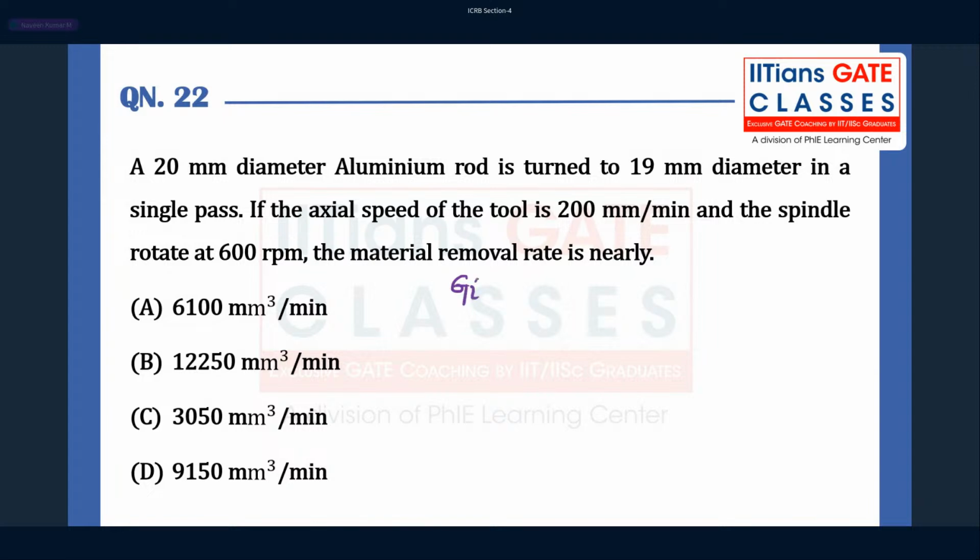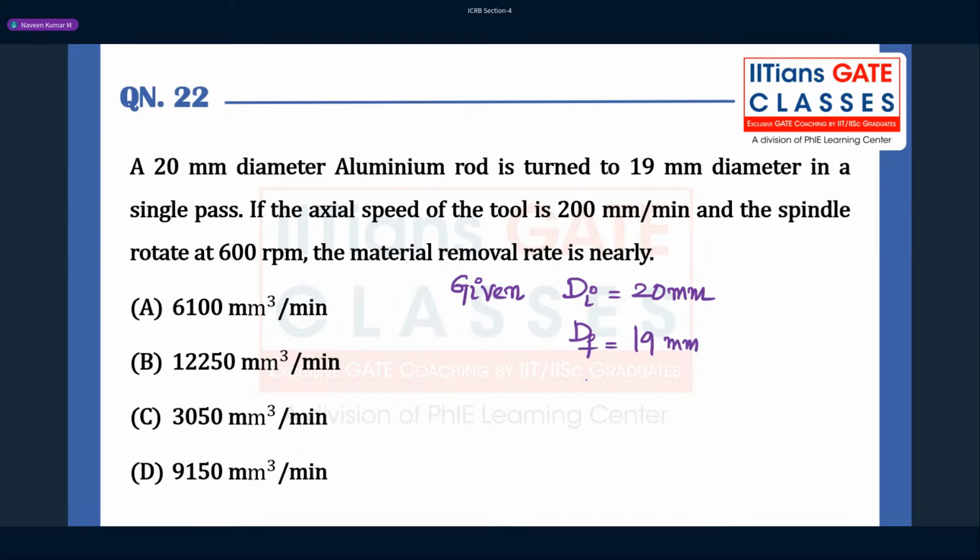Given initial diameter d_i is equal to 20 and final diameter d_f is equal to 19 in a single pass, if axial speed of tool is 200 per minute.